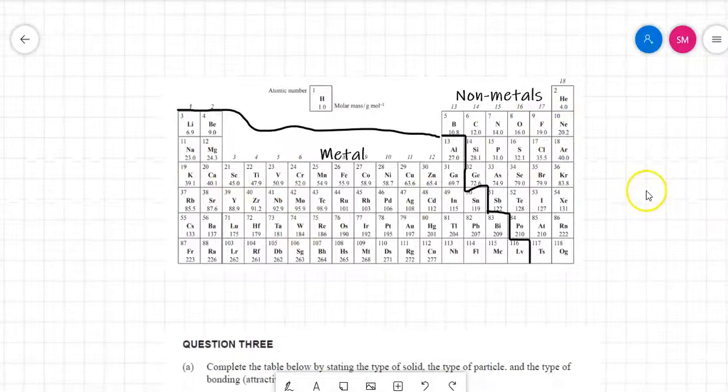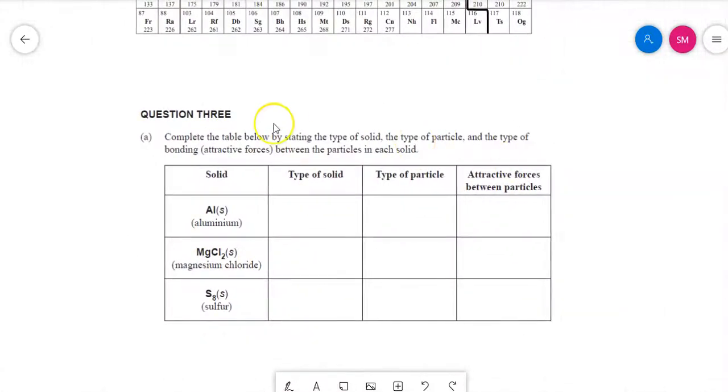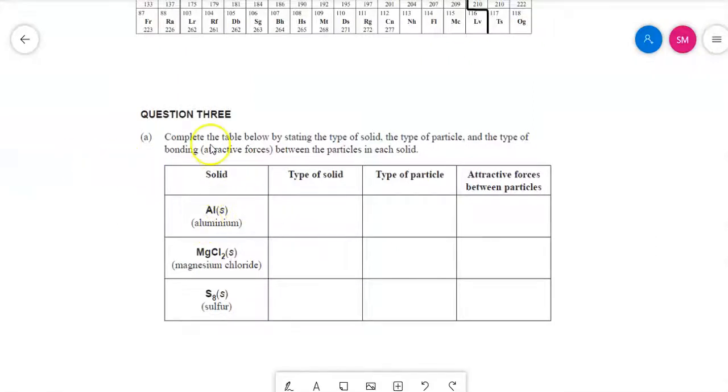We'll go over a very common exam question. This one is question 3, forgive me, I don't remember which exam it was. No, 2017, this is the 2017 exam. It says: complete the table below by stating the type of solid, the type of particle, and the type of bonding between the particles in each solid.